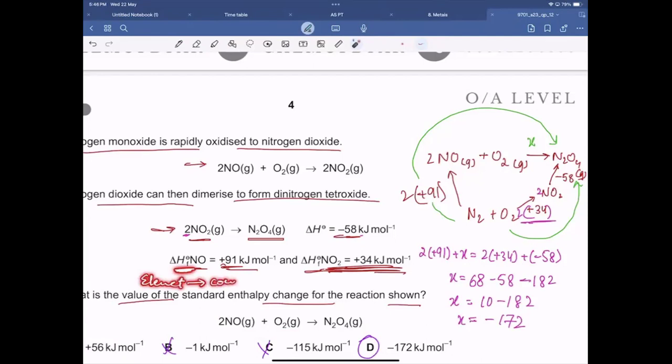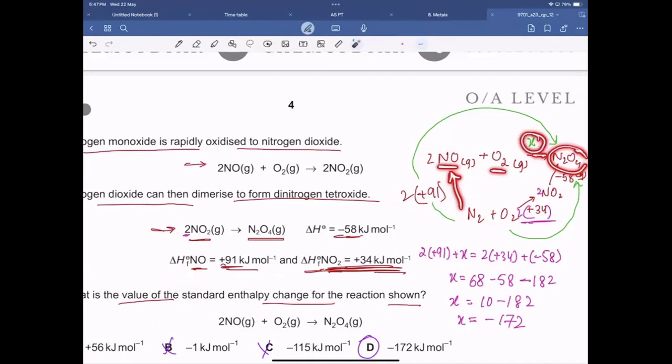turn into a compound, that is enthalpy change of formation, when the elements turn into 1 mole of a compound. So if you see, here we have our elements, and these elements are forming this compound, NO. But how many moles of compound are being formed? 2 moles of compound are being formed. So that's why I put a 2 over here. So see, this reaction is headed in this direction. And then this NO reacts with oxygen to form N2O4, right?